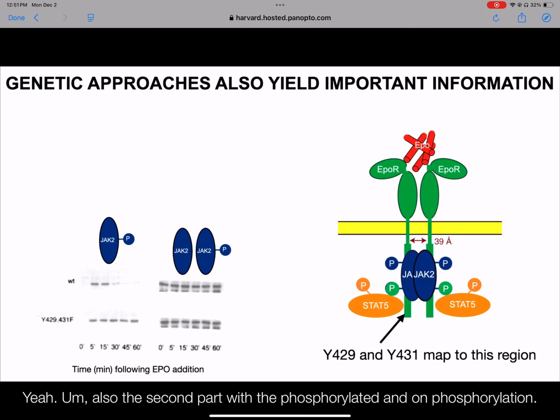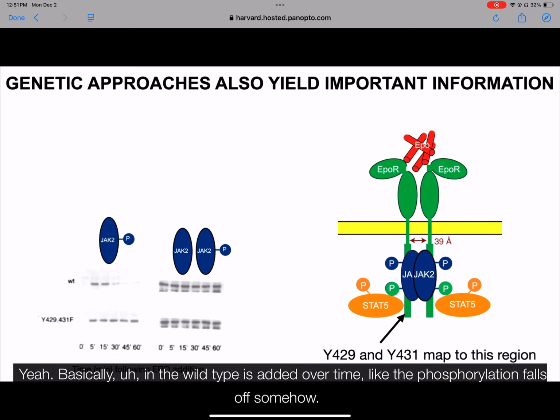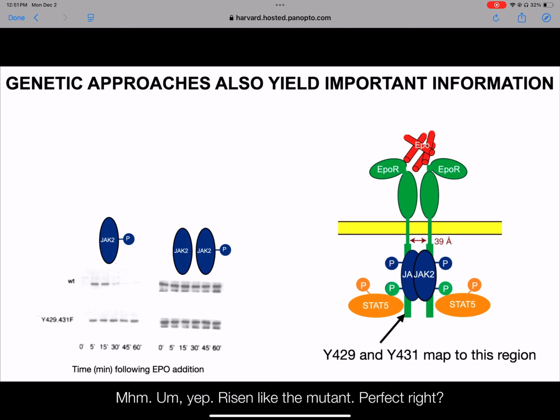Yeah, go. Based on also the second part with the phosphorylated and unphosphorylated that's recognized, basically in the wild type, when EPO is added over time, the phosphorylation falls off somehow. Mhm. Yep. Whereas in the mutant it doesn't.